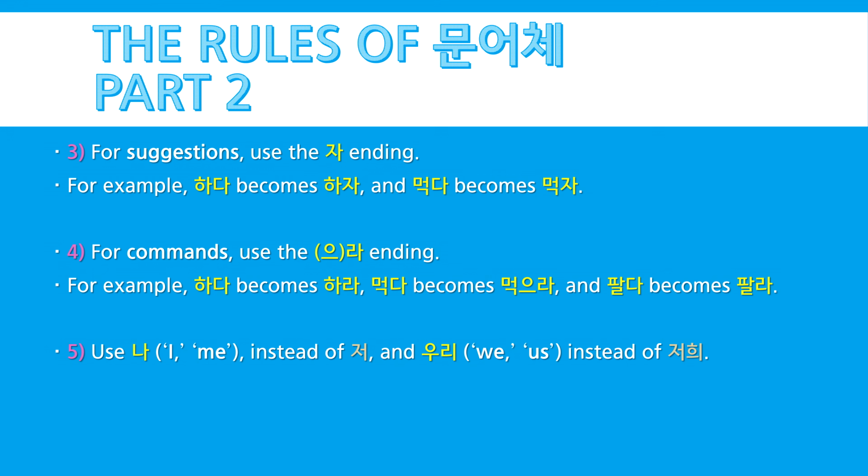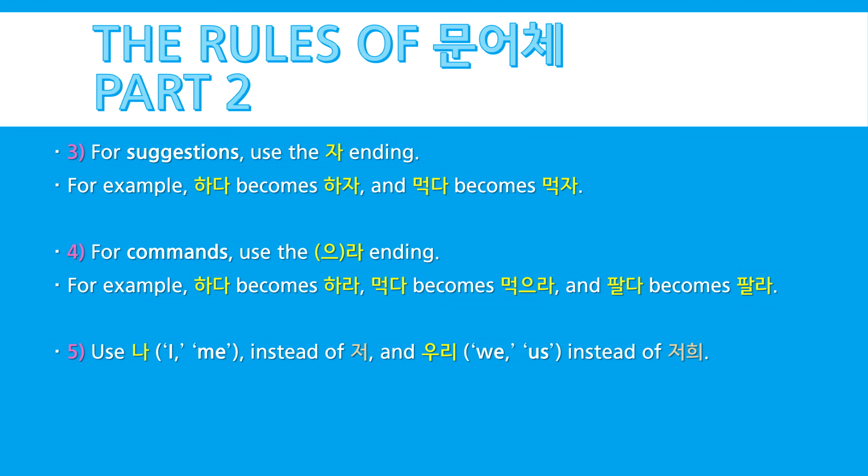For making suggestions, such as saying let's, use the 자 ending. For example, 하다 becomes 하자, and 먹다 becomes 먹자. For commands, you would use the 으라 ending. So 하다 would become 하라, 먹다 becomes 먹으라, and 팔다 becomes 팔라.